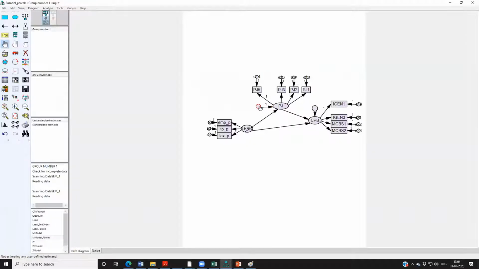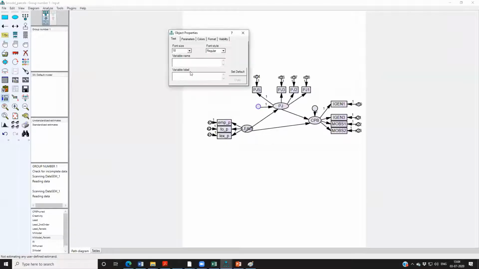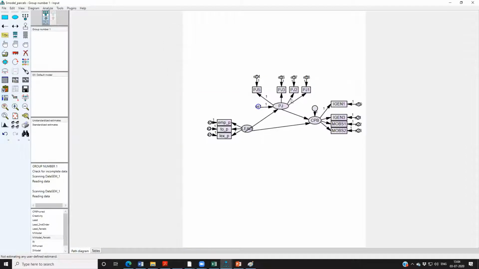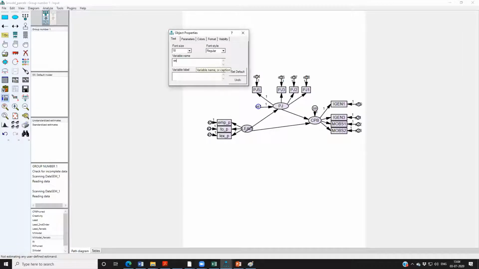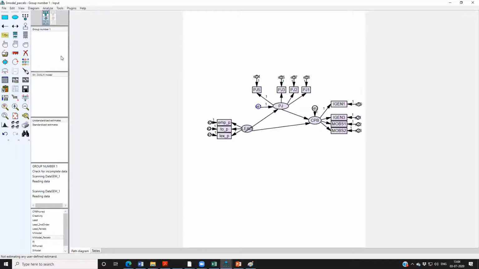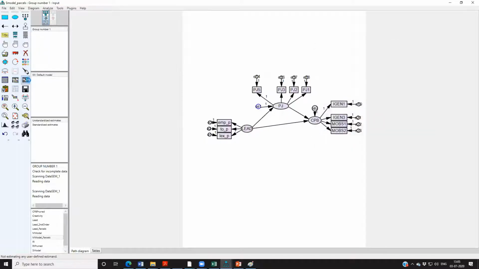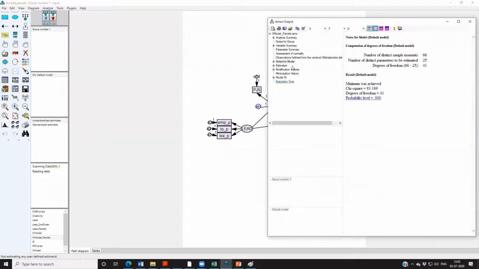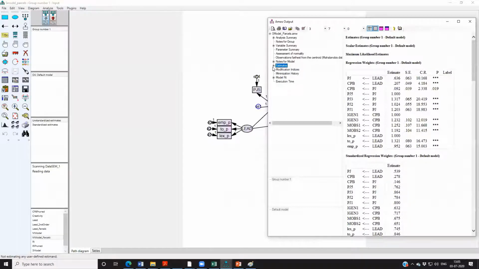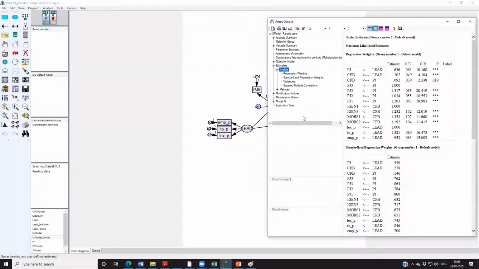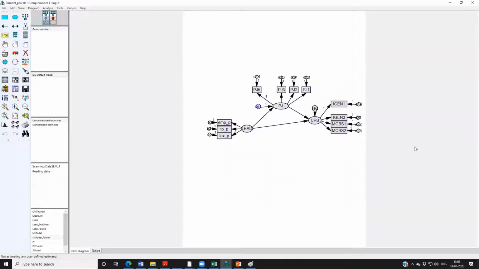And label these. And when you run this, you will get the same results. You are going to get the same results. You will get your regression weights, and you can run bootstrapping as well, and you can check the report.